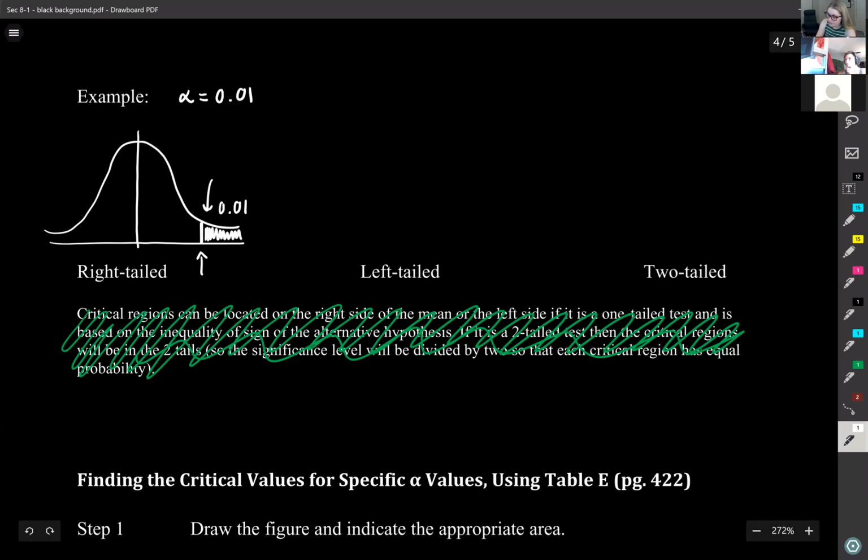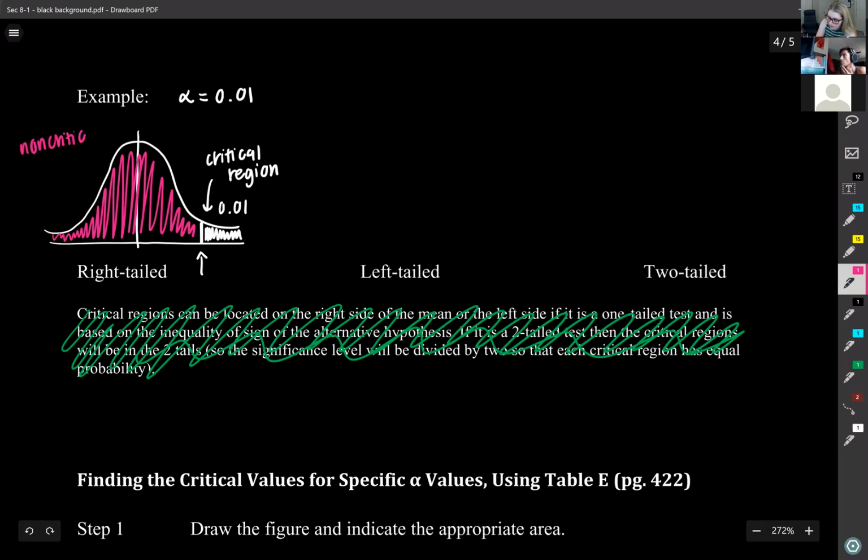This is going to be known as my critical region. And if my test value falls within there, that means that I have enough evidence to reject the null hypothesis. This is going to be known as my non-critical region. And we know that this area is going to be 0.99, sorry.